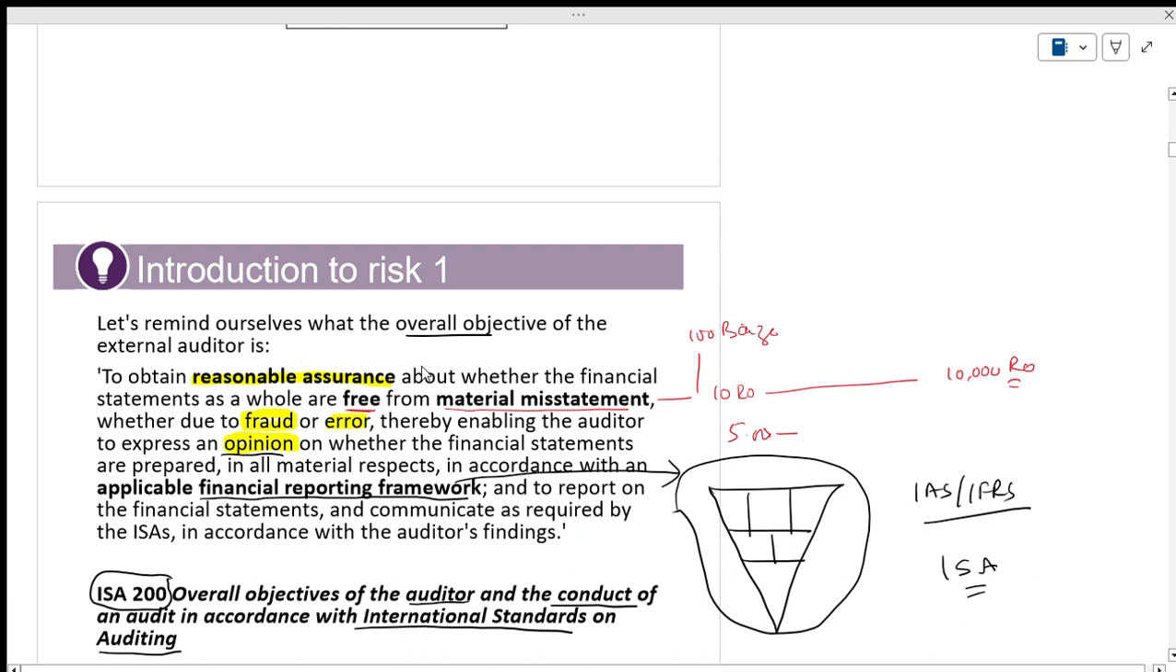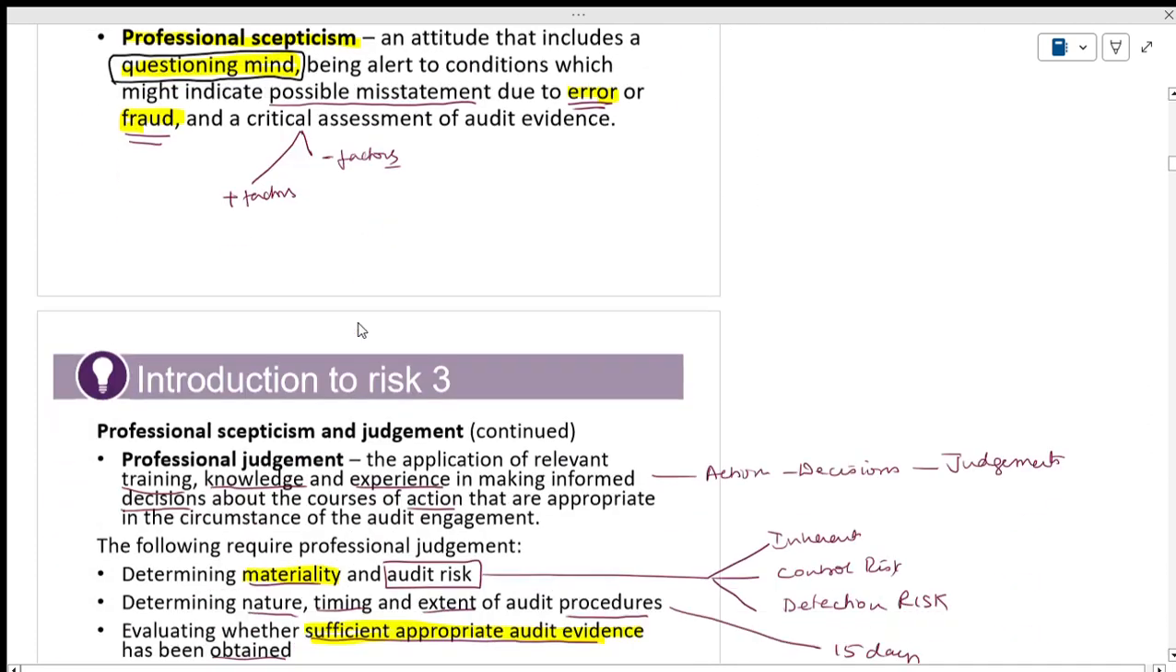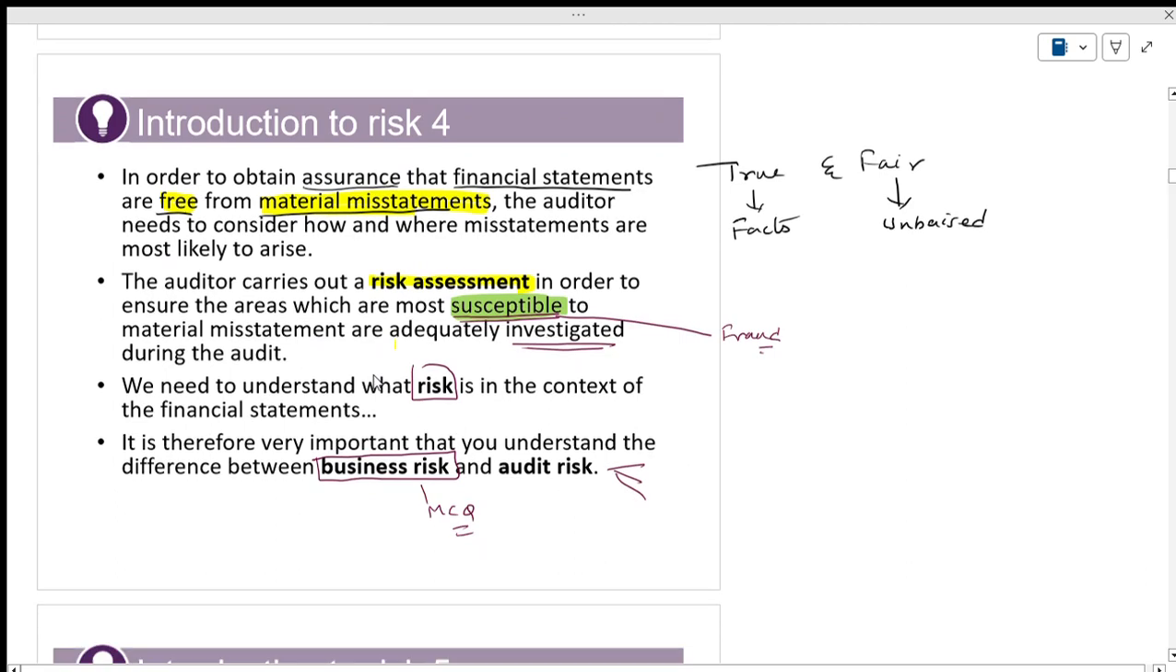A very quick revision. We have to give reasonable assurance that the financial statements are free from material misstatements in accordance with the conceptual framework, only with respect to your financial statements as such. We should have professional skepticism. The purpose of revising is that you should have a recap of the language we are using. Professional skepticism means we should always have a questioning mind.